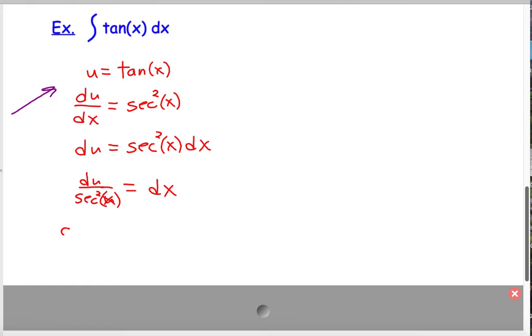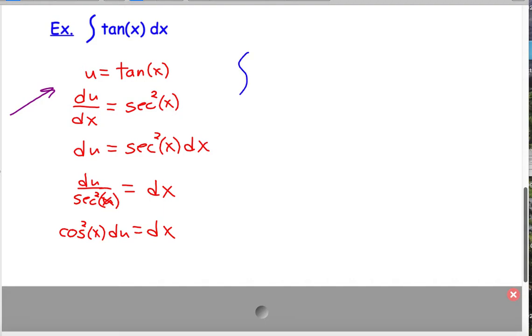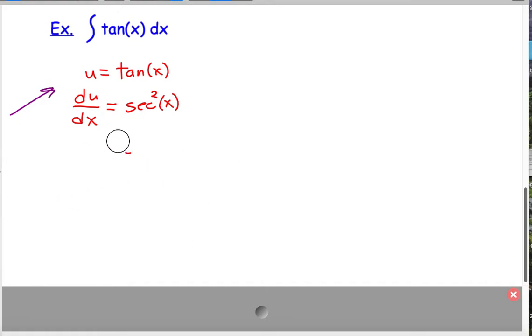And I could write that as cosine squared of x times du. And you can see the trouble we're going to have here. So I can rewrite this integral. The tangent of x just becomes u. The dx becomes cosine squared of x du, and I'm even worse off than I started. So sometimes you have to actually go down the wrong path to get better at doing U-substitution or integrals in general. So that doesn't seem like that's going to help us.